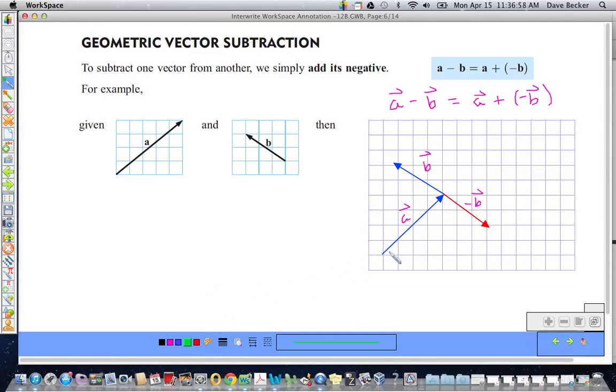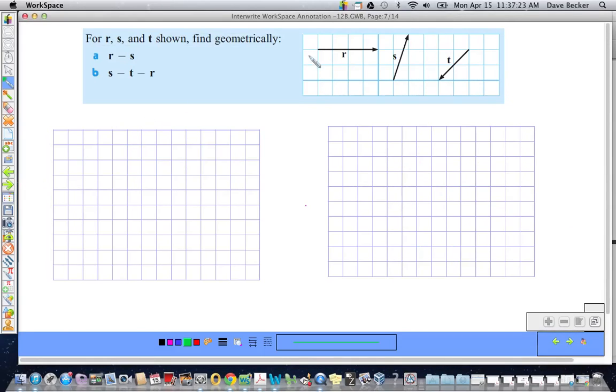And we will introduce green for our final vector, which will go from here to this endpoint. And this is indeed the vector A minus B. So you just add the opposite to subtract vectors. No big whoop.